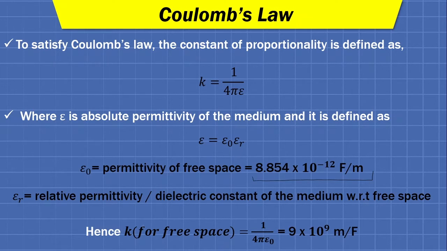Fine. And for free space, the value of k can be calculated as 1 upon 4 pi epsilon 0. Putting the value of epsilon 0 as 8.854 into 10 raised to minus 12, we will get the value of k as 9 into 10 raised to 9 meter per Farad. So for free space, the value of k is 9 into 10 raised to 9, while the value of epsilon 0, that is the permittivity, will be 8.854 into 10 raised to minus 12. The units of epsilon 0 and k will be inverse because both have an inverse relation with each other.